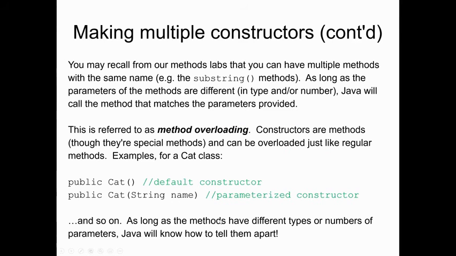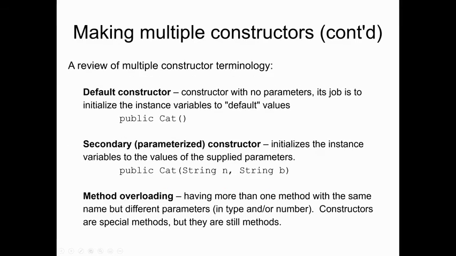You may recall from other methods labs that you can have multiple methods with the same name, for instance, substring. As long as the parameters of the method are different in type or in number, Java will call the method that matches the parameters provided. This is referred to as method overloading. Constructors are methods, though they're special methods, and can be overloaded just like regular methods. For example, a Cat class might have a default constructor as well as a constructor that takes a name. As long as the methods have different types or numbers of parameters, Java will know how to tell them apart.